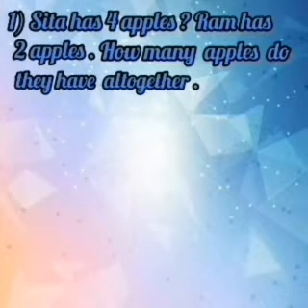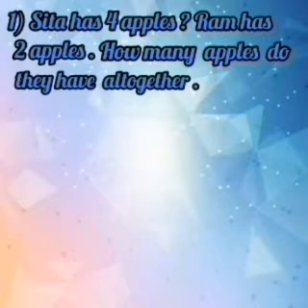Sita has 4 apples. Ram has 2 apples. How many apples do they have altogether? What do you mean by altogether? Altogether also means putting together. Putting together means adding. So in this sum we have to add.